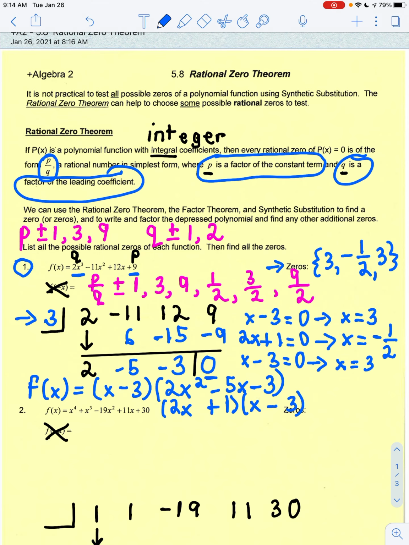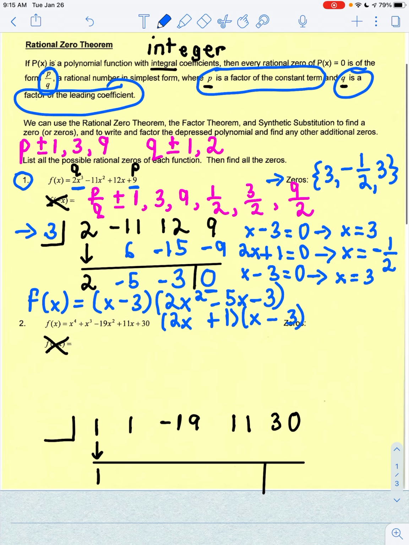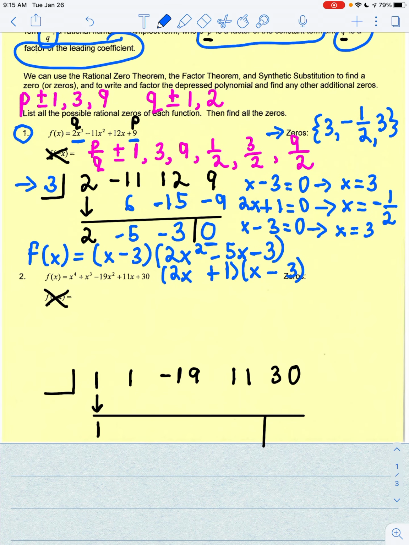But you have the zeros of 3 and negative 1/2, and 3 is a repeated root because it occurs more than once. So, do you see how the possible rational zeros can lead you to your outcomes for your zeros? All right, let's try our second equation, which is a quartic.